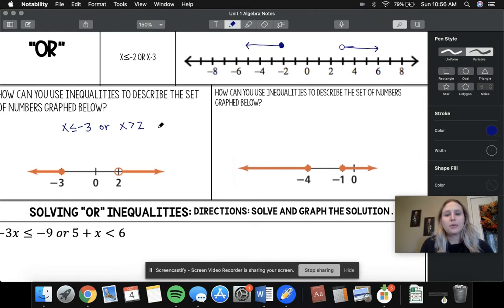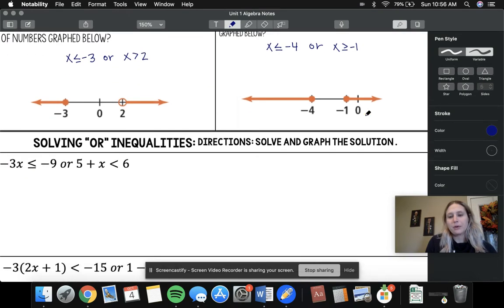For the next example, we have two different situations. The first situation is anything x can be a solution that is less than or equal to -4. Or it can also be a solution for anything that is greater than or equal to -1.